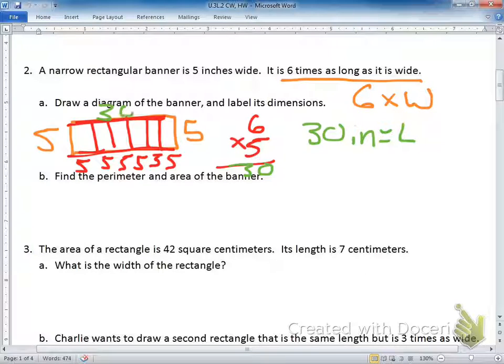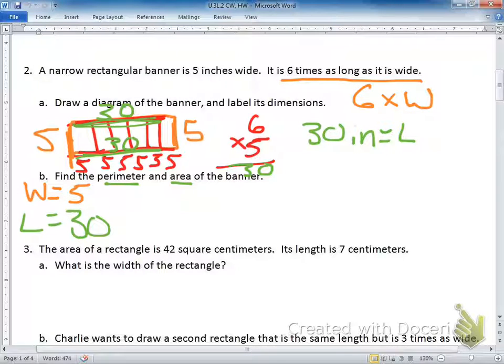So we have 30 for our top. That means our bottom is also 30. So I labeled all 4 sides. I have 30 on the top, 30 on the bottom, and then I have 5 for my widths. So I now know my width equals 5 inches, and my length equals 30 inches. Find the perimeter and area of the banner.